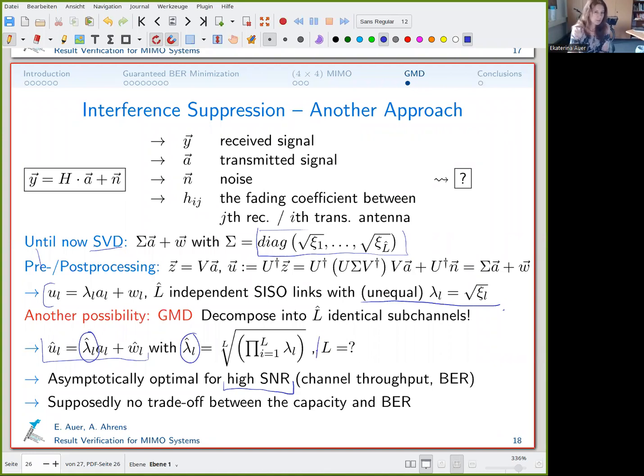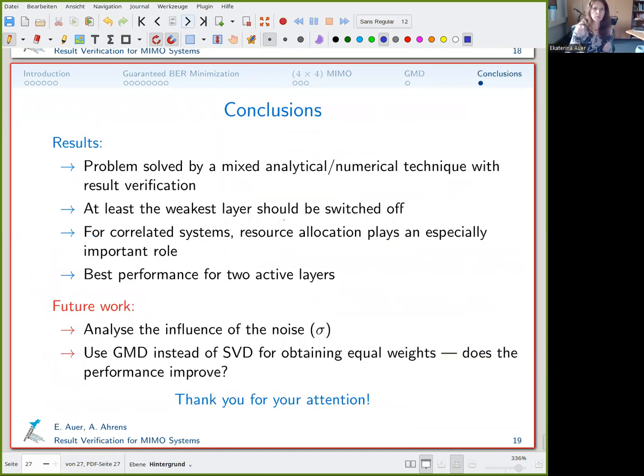Also here we need to optimize somehow with respect to the number of active channels. But again, this is a solution for high signal to noise ratios. So will it work for, let's say, normal signal to noise ratio? This is something we want to explore in our future work, and this is something that we are working on at the moment.